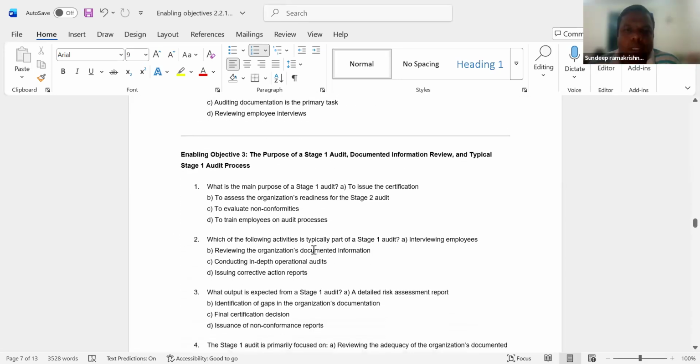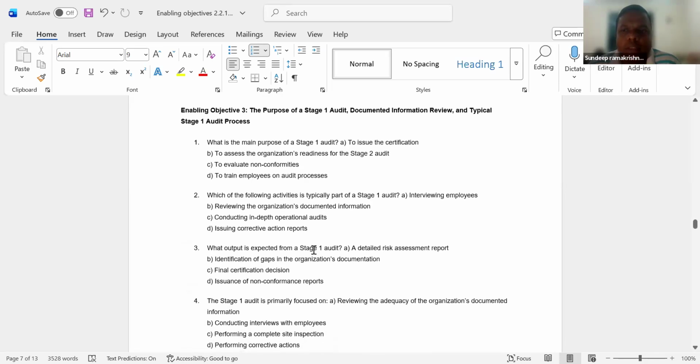Enabling objectives, part 3. Srikanth, are you available? Can you read question 1, please? Yes, sir, I am available. What is the main purpose of a stage 1 audit?